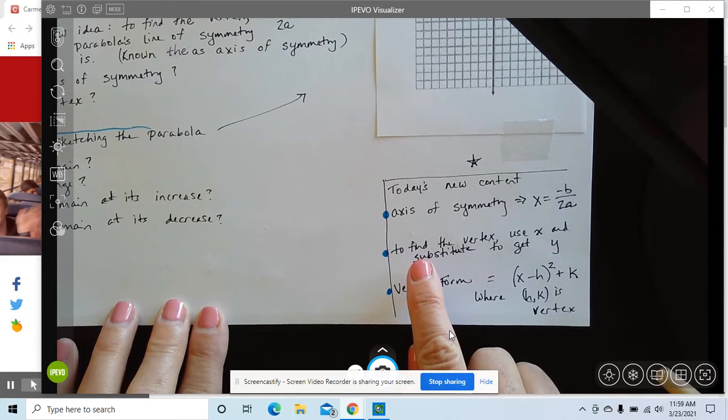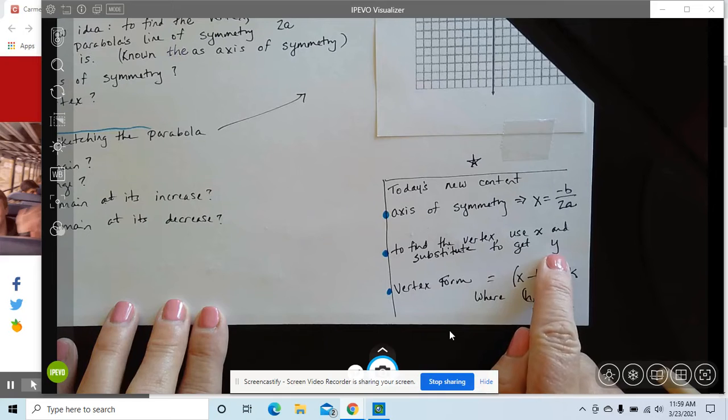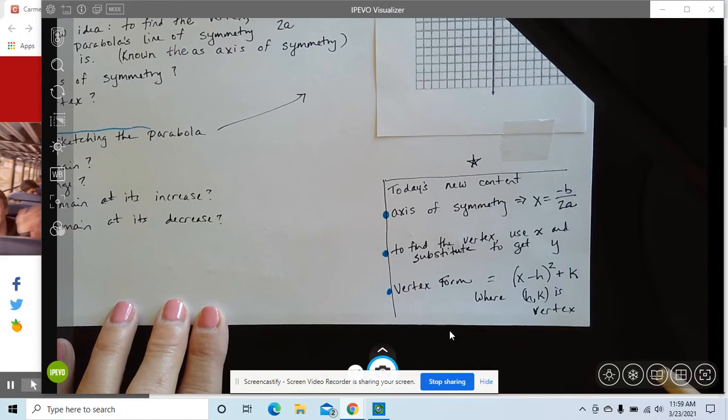The other thing to note is once you know the x for the axis of symmetry, you can then actually use that x number, substitute it into the equation you've been provided for that quadratic, and get the y to go with it. And that is how you get the vertex point, known as the minimum or maximum also.